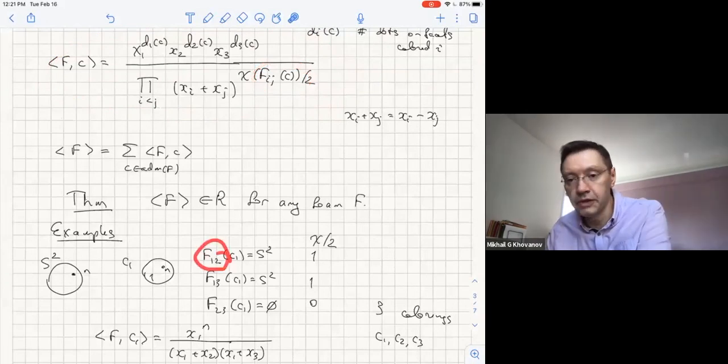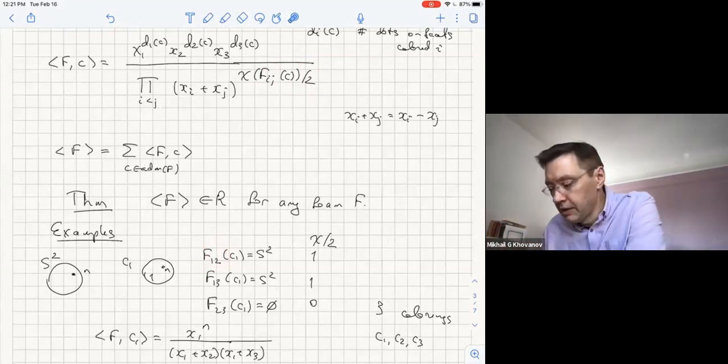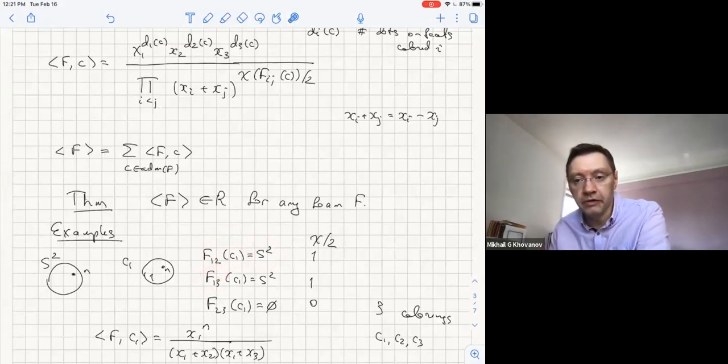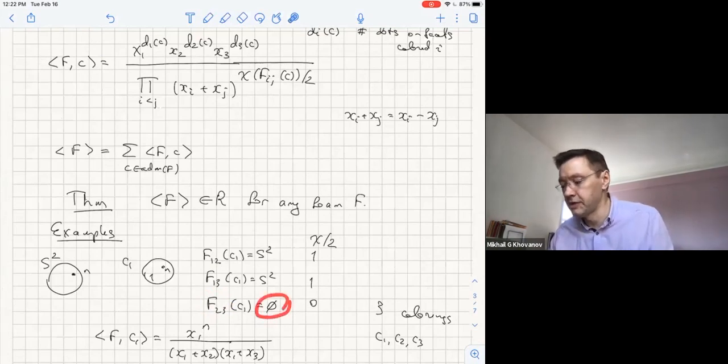So F12 of C is the union of facets colored 1 or 2. In this case, everything is colored 1. So F12 of C1 is the entire two-sphere. F13, union of facets colored 1 or 3, is also the entire two-sphere. And F23 is the union of facets colored 2 or 3. There's nothing, so it's the empty surface.